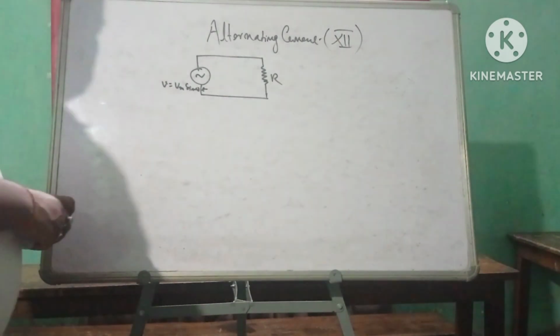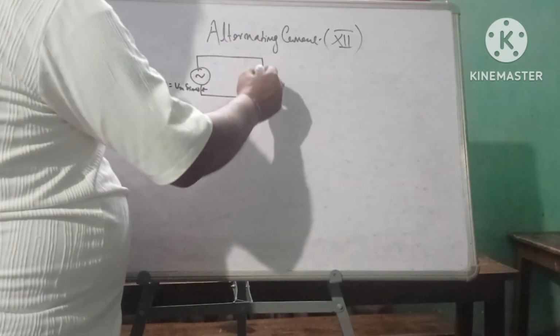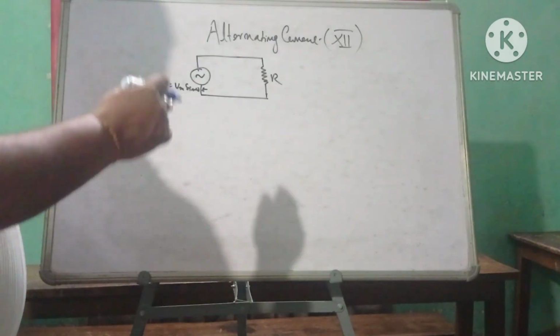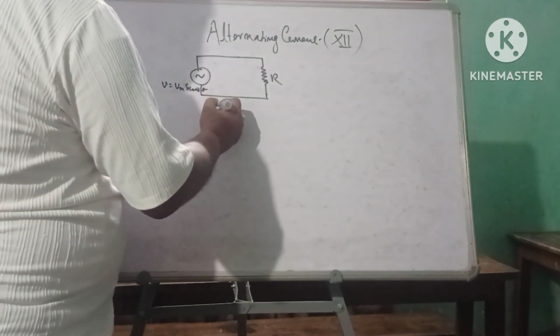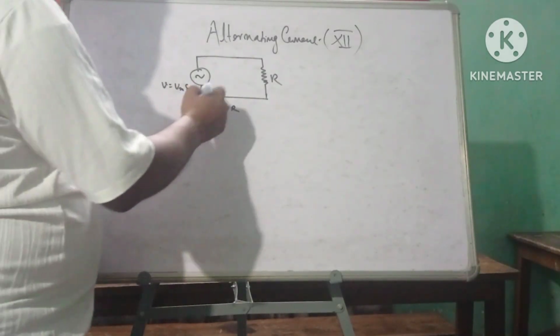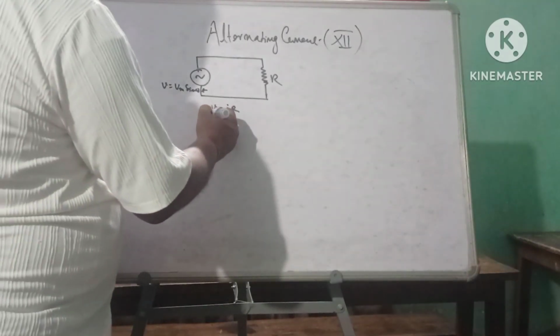Now the AC current. According to Kirchhoff's law, the summation of the total potential will be 0. So V is equal to IR.